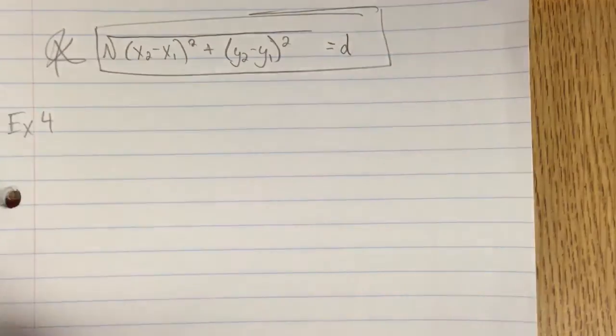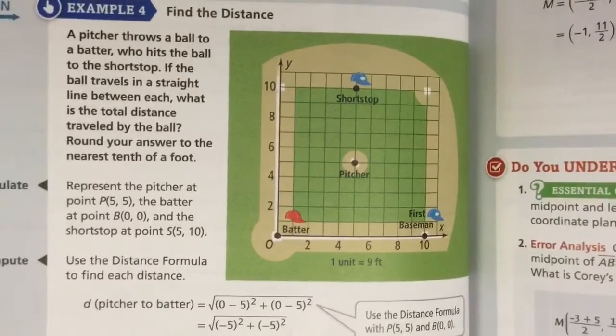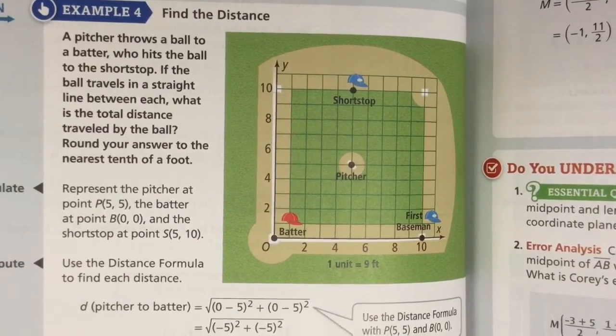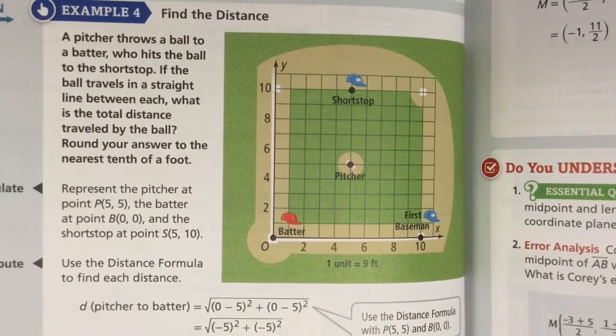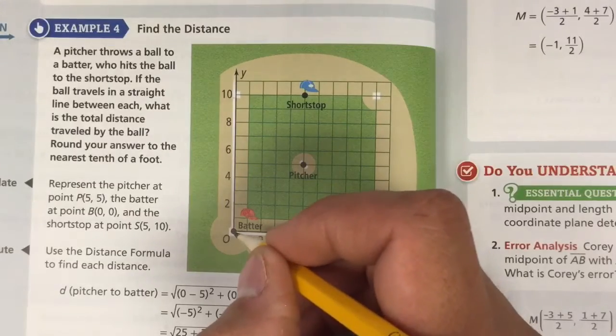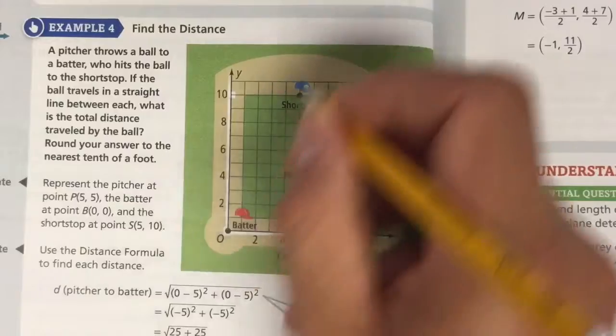Last example, here it is, example 4. Example 4 goes to the distance formula. It gives us a nice little picture and then asks us a question about distance. A pitcher throws a ball to a batter who hits the ball to the shortstop. If the ball travels in a straight line between the two, we're talking about the distance from the batter to the shortstop and the connection between the two.